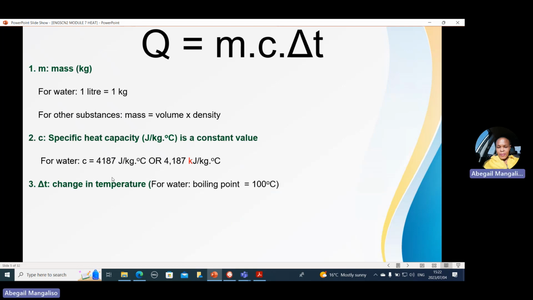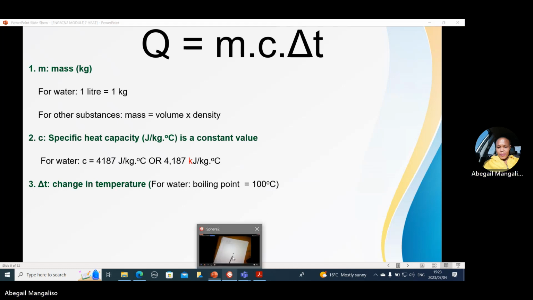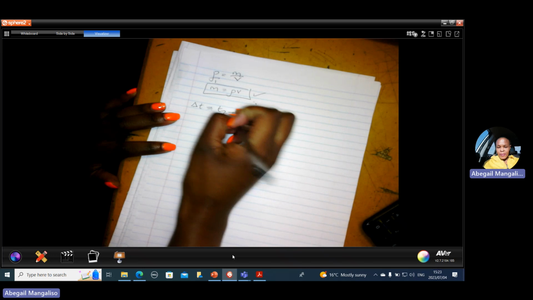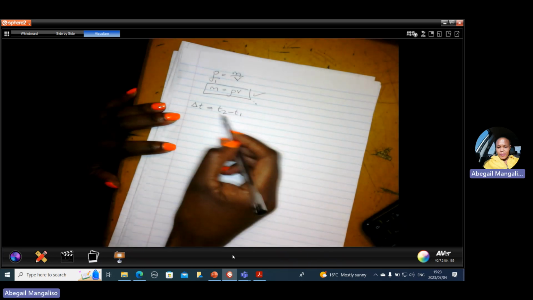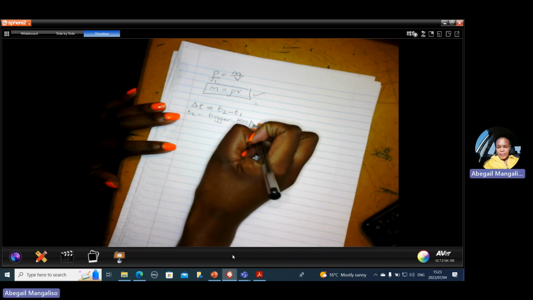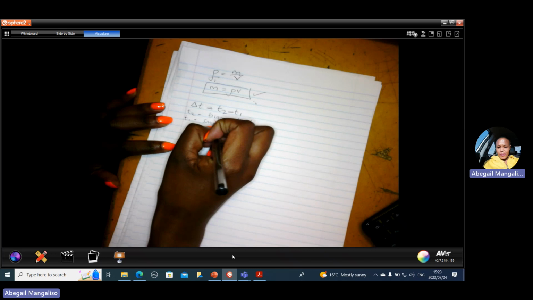Now, the delta T of this formula is the change in temperature. And you need to remember that for water, boiling point is 100. A question can say water is heated from 30 degrees Celsius to boiling point. This question does not specify what the boiling point is, but you need to remember that it is 100, which is the second temperature. Now let's talk about delta T. Delta T is T2 minus T1. And T2 of this formula is the bigger temperature, and T1 is the smaller temperature.